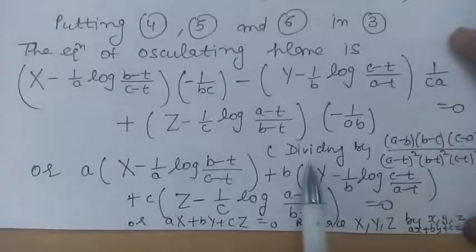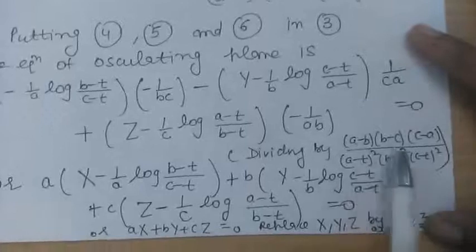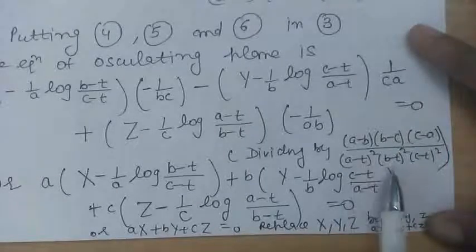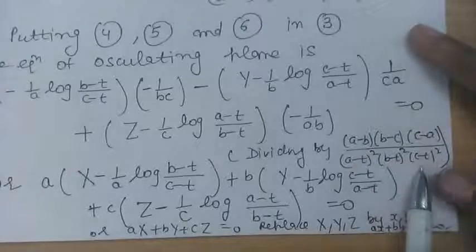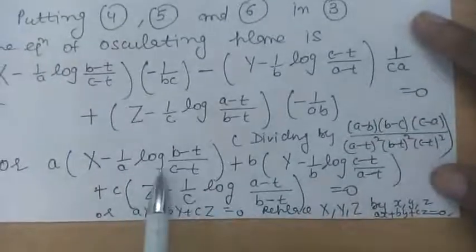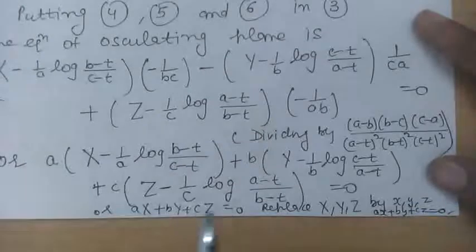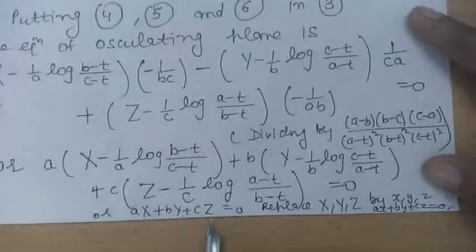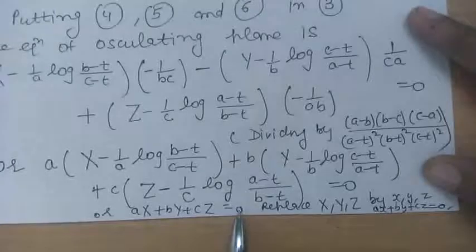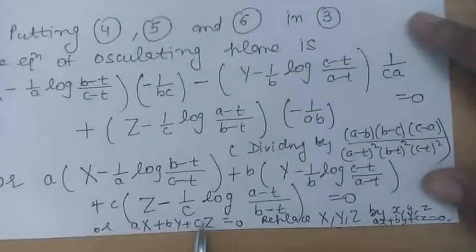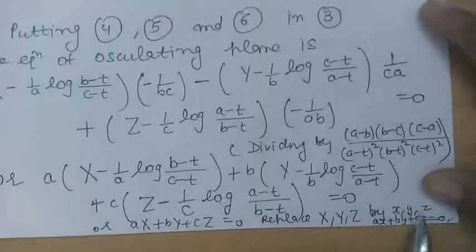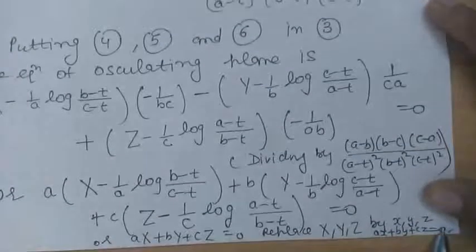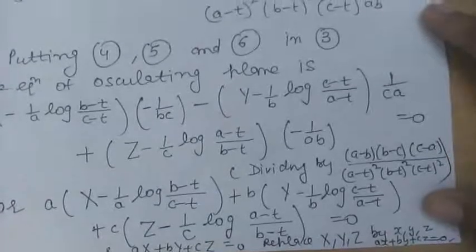to 0. Dividing throughout by (A minus B) into (B minus C) into (C minus A) divided by (A minus T) whole square, (B minus T) whole square, (C minus T) whole square, you will get this expression, and you can see all the other terms will be cancelled out and you will only be left with AX plus BY plus CZ is equal to 0. Now replacing capital X, Y, Z by small x, y, z, we get the equation Ax plus By plus Cz is equal to 0, which is the required equation.